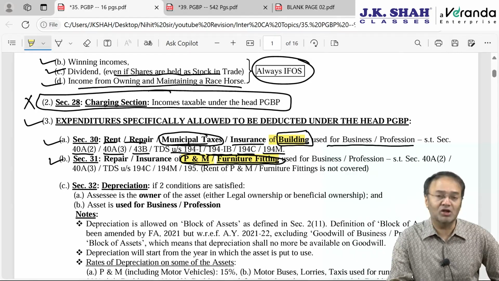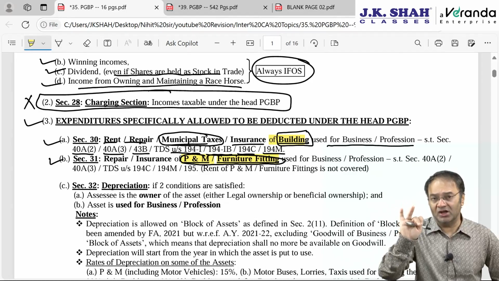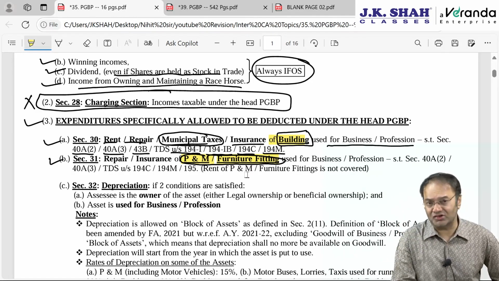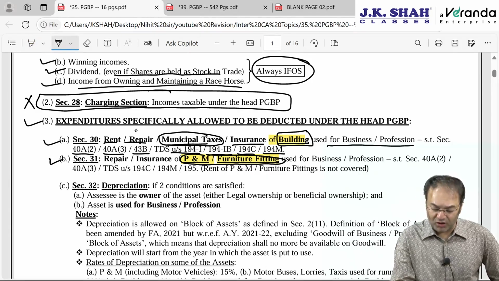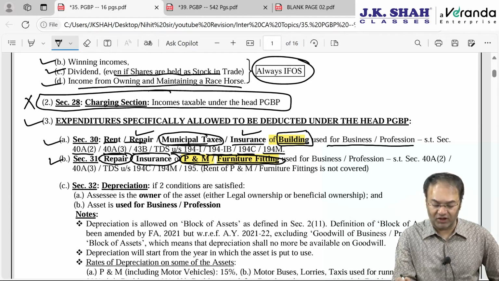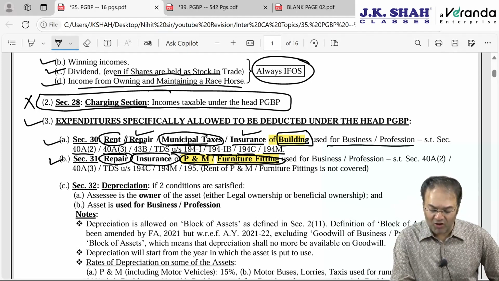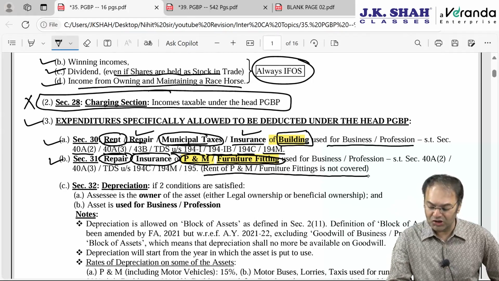But for building, we said 4 expenditure: rent, repair, insurance and municipal tax. But as far as plant machinery is concerned, there cannot be municipal tax. So repair is common, insurance is common: repair and insurance of plant machinery and furniture fitting. Municipal tax is not possible for plant machinery, it is possible only for building. Rent of plant machinery is not covered here, I mentioned also.